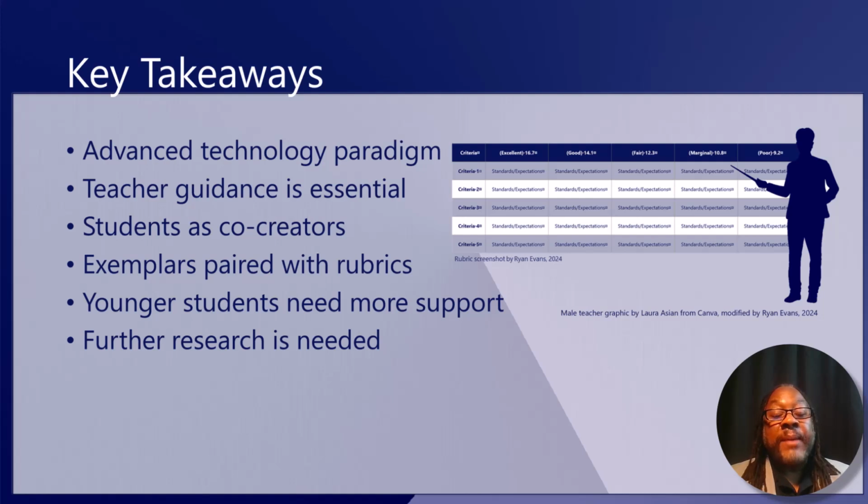Pairing rubrics with exemplars is another effective strategy. Exemplars provide concrete models of quality work, helping students gain both tacit and explicit knowledge for evaluating their performance, according to Smith et al. 2020. This pairing bridges gaps in understanding and improves learning outcomes.